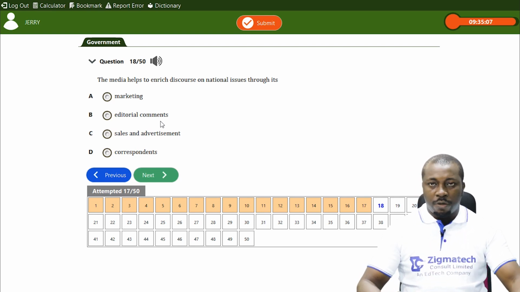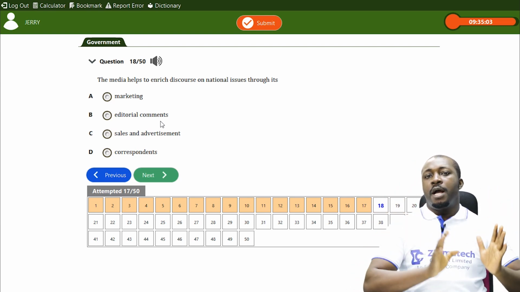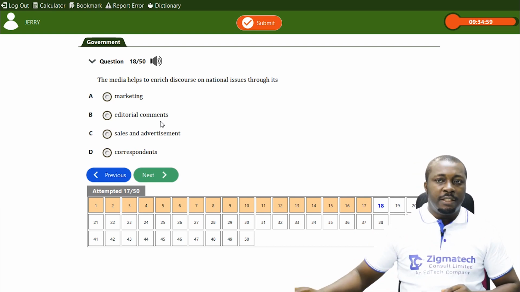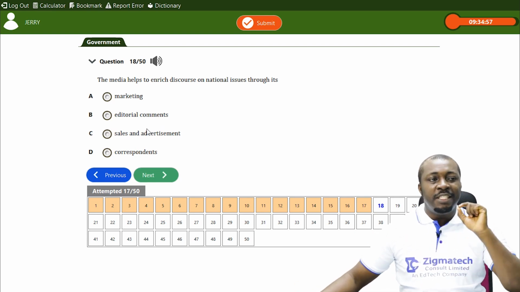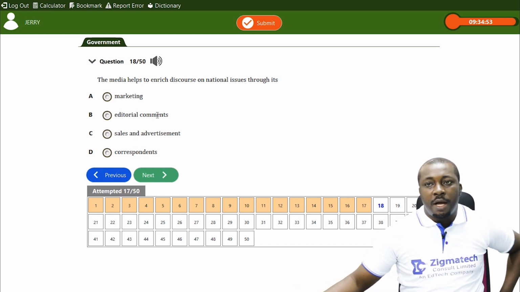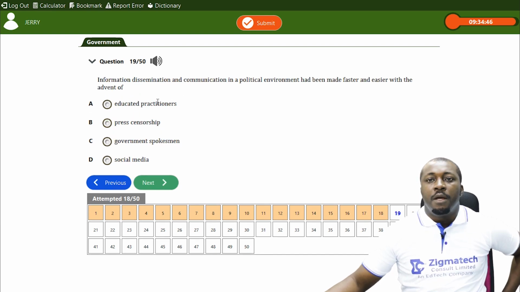Letters to the editor, you see people writing and talking about airing their views about one public matter or the other. Now, this is the area that can enrich discourse, people to participate in national issues. So, editorial comments is the answer, B.